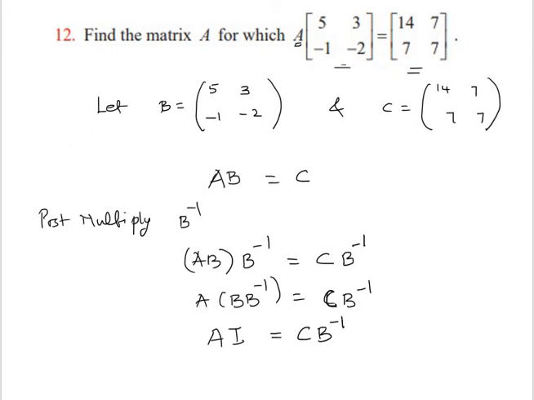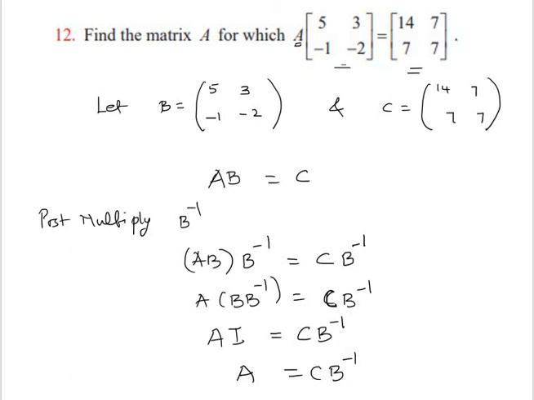Next, if I multiply AI, what will I get? A. If I multiply any matrix with I, I will get the same matrix. I acts like 1 in real numbers. 1 is the multiplicative identity in real numbers. Similarly, I is the multiplicative identity in matrices. Understood? With I, whatever matrix is multiplied, we get the same. That's why it is called the identity matrix. Therefore, A equals C into B inverse. The question is: find the value of A.